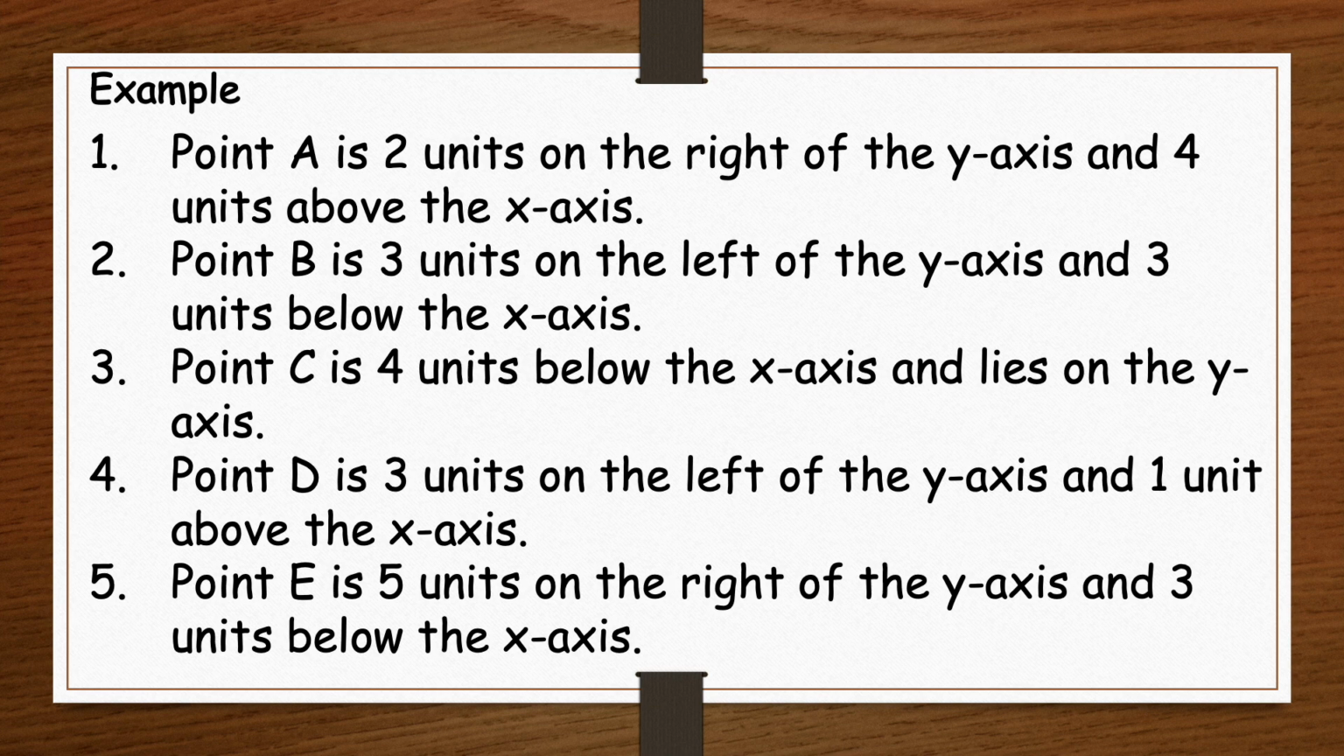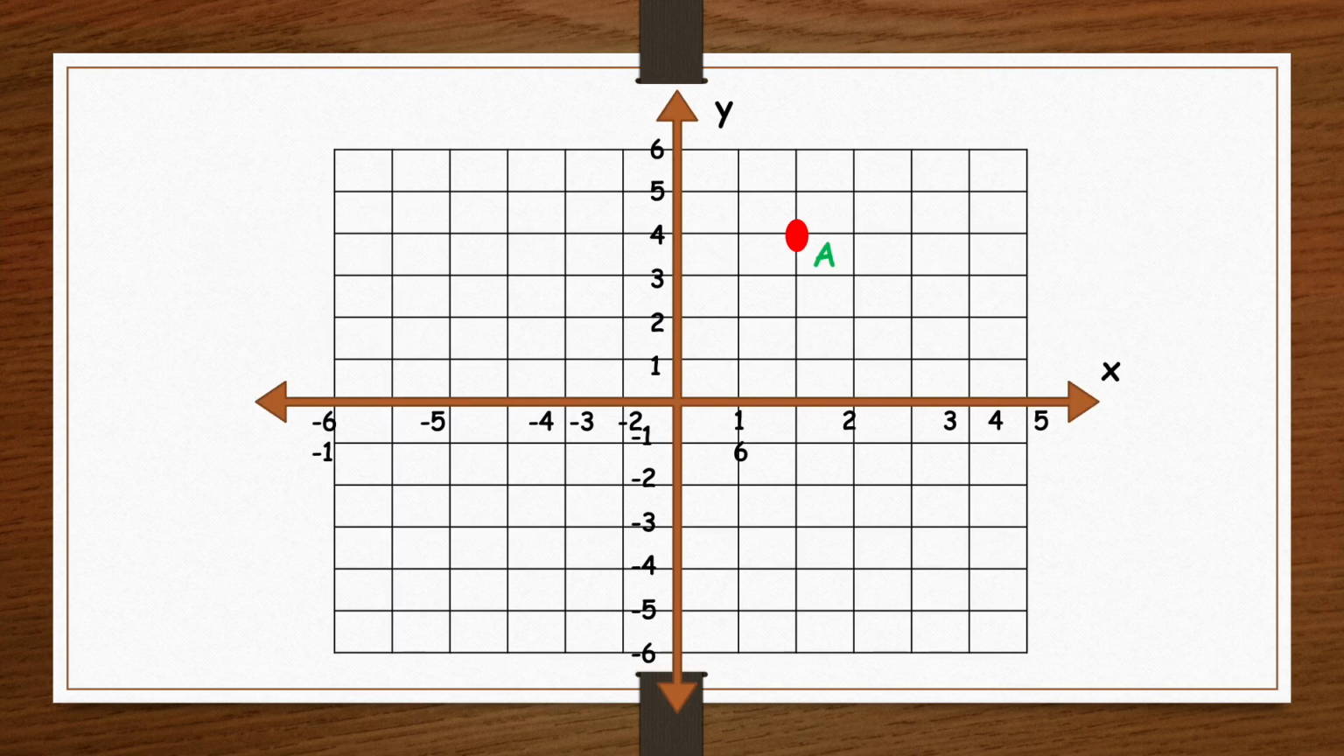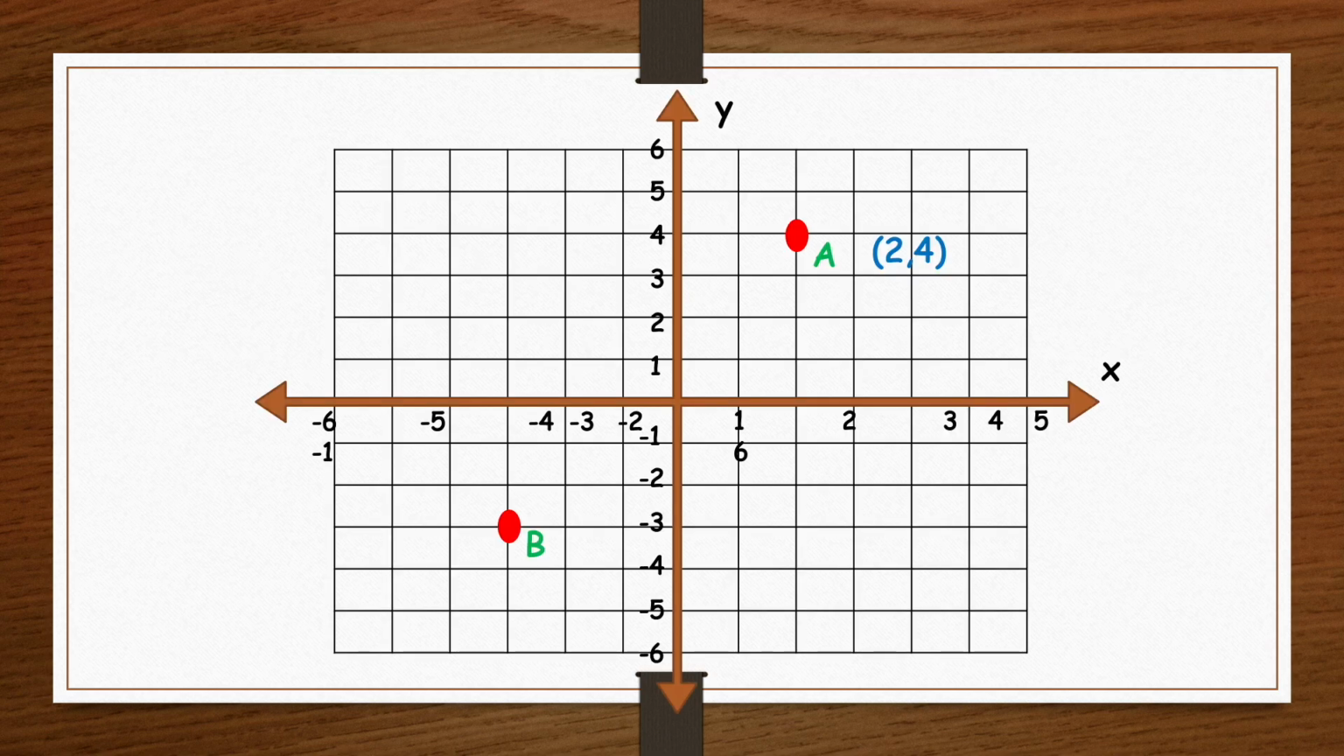But how about if the points are given and we need to plot them in the Cartesian plane? Now let's try another example. Let's plot each point being described, then label the coordinates. Example number 1, point A is 2 units to the right of the y-axis and 4 units above the x-axis. Next, point B is 3 units to the left of the y-axis and 3 units below the x-axis.